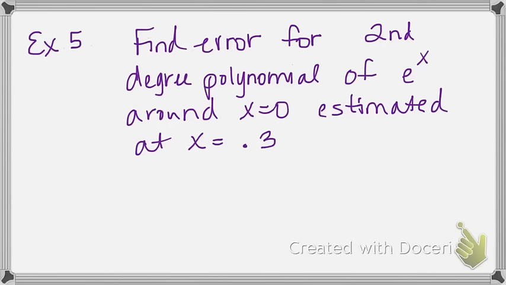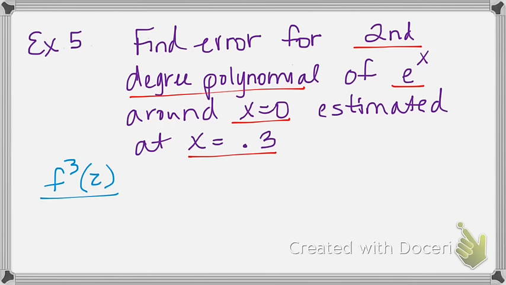So here's another example. I know it's not on your sheet, but I need to talk about this just for a second. So, similar kind of problem as the others. We're talking about the second degree polynomial. We're talking about e to the x around x equals 0, and we want to estimate x equals 0.3. So, second degree polynomial, that means that if I'm finding the error, I need to find the third derivative of z over 3 factorial times x to the third.